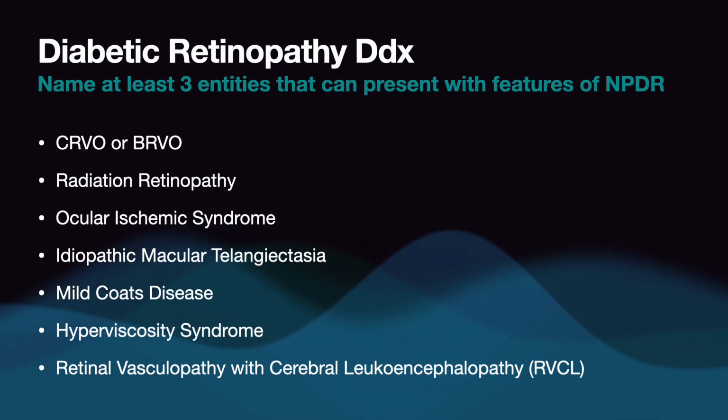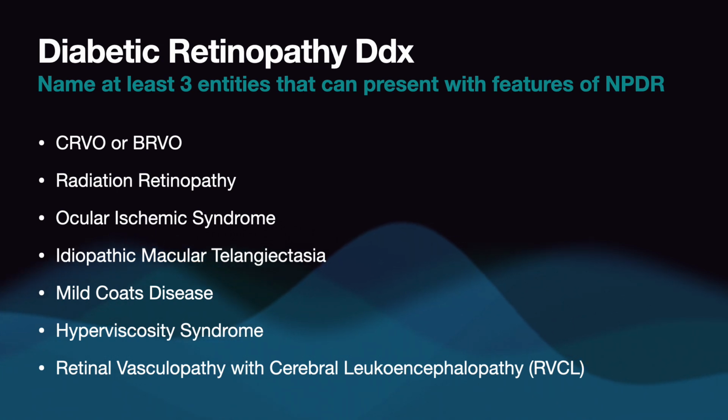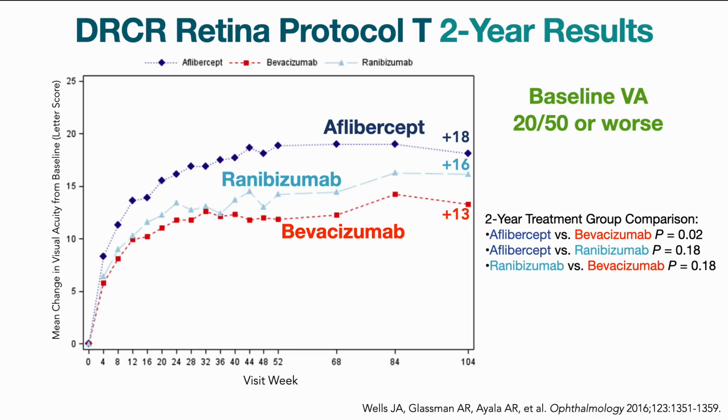This is basically a genetic disorder that causes an endotheliopathy. Really interesting. So they don't have diabetes, but they'll look like it. Not in the book. Okay, so protocol T 2-year results with 20/50 or worse vision. What I want to point out here is that this is the thought process.